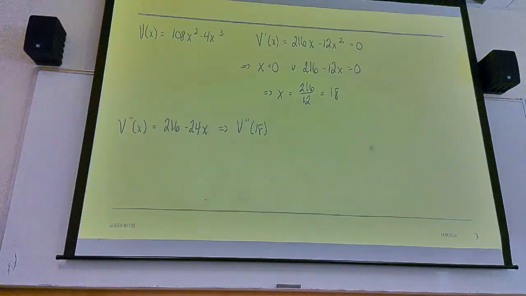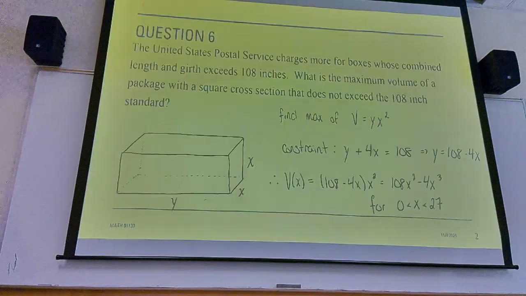Negative. Negative second derivative at a critical point means that critical point results in what? Maximum. Results in a max. And it's the only critical point in our domain, so it is an absolute max. And it wanted maximum volume.